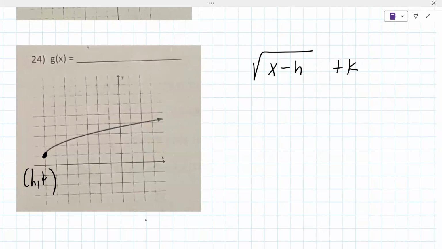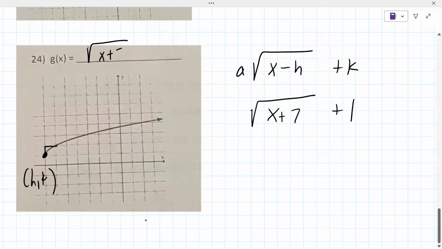The square root of x plus 7 plus 1. Good. And then you still check that up 1/1 or down 1/1. That would be the A, what you don't have. Something like that. All right. I guess 28 is next. Yeah, 28 is next.